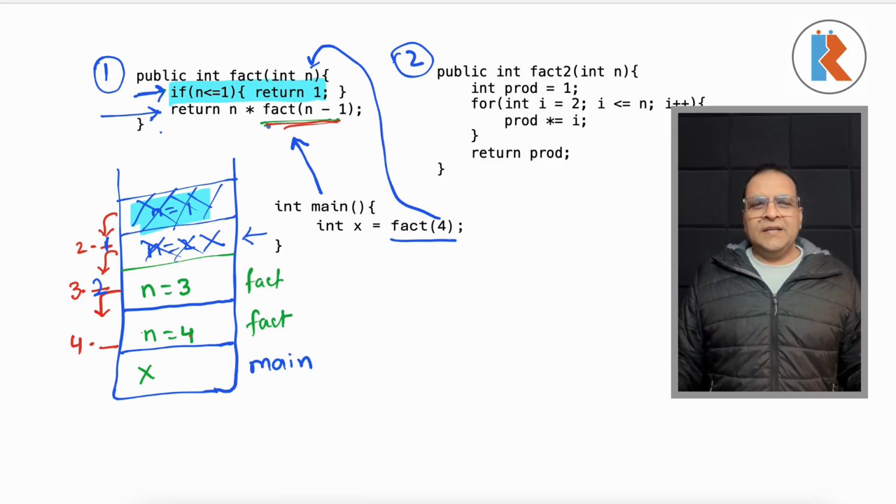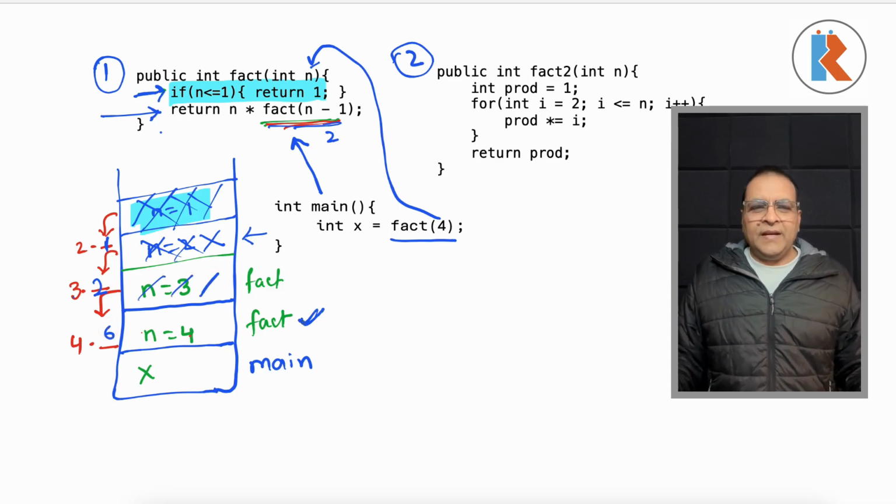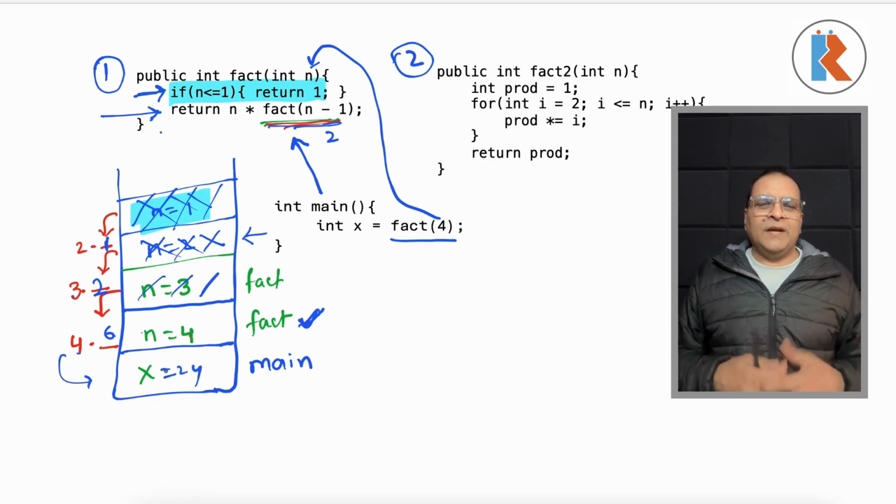Inside this function, it has received the value 2 as the return value of the fact function, and 6 will be returned to the function where n is 4. And finally, this instance of the fact function will multiply 4 and 6 and return 24 to the main function, and the value of x will be 24.